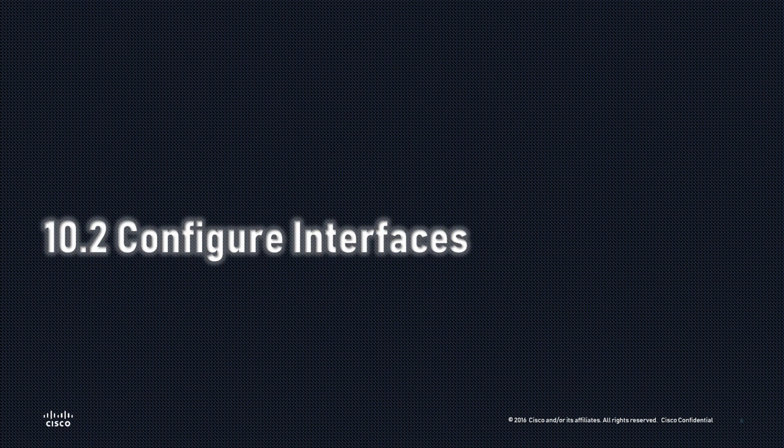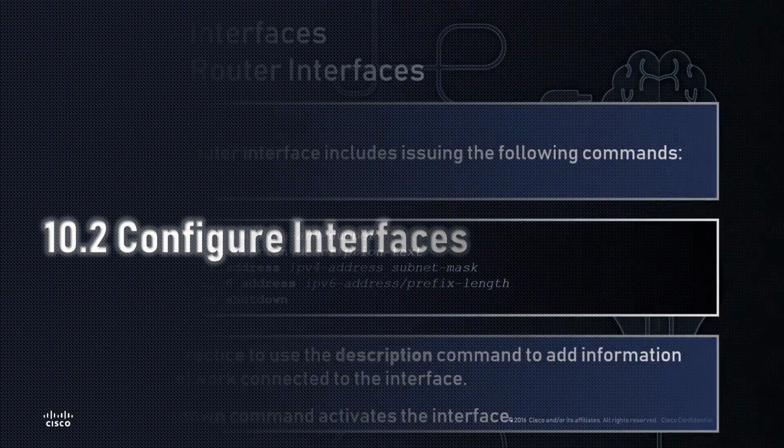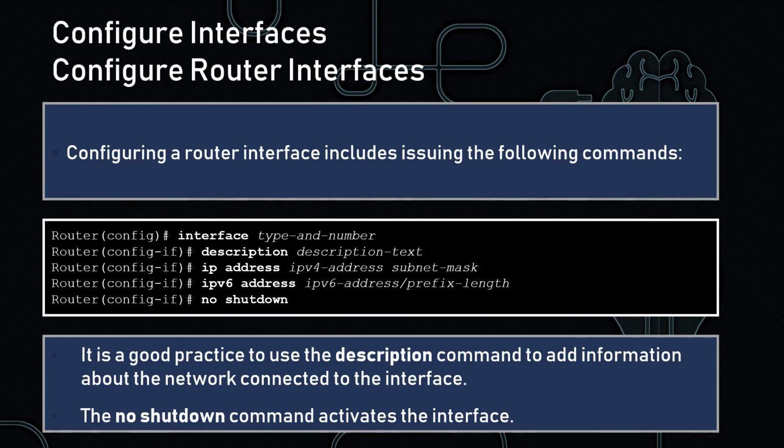Now let's talk interfaces. Configuring a router interface includes the following commands. We need to know the interface, including its type and number. So if it's FastEthernet 0, we need to put in FastEthernet 0, or 1, or 2, or 24, whatever we have. Description, we're going to use usually the abbreviation desc, and then our text.